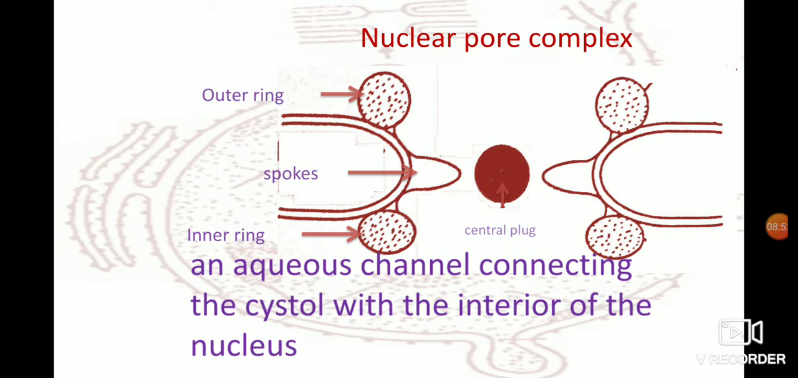Similarly, molecules and macromolecular assemblies like ribosomal subunits, mRNA and tRNA are exported from the nucleus through the nuclear pore complex.